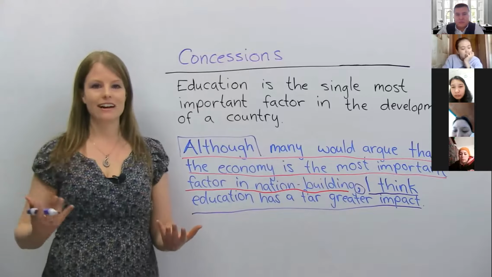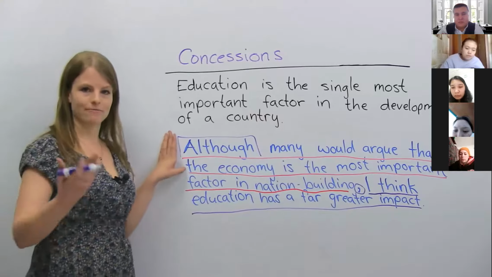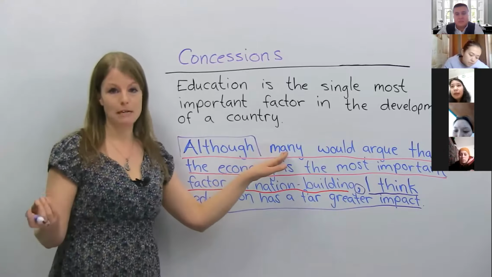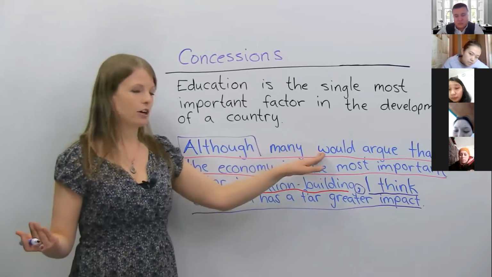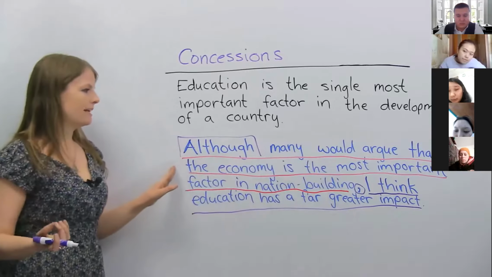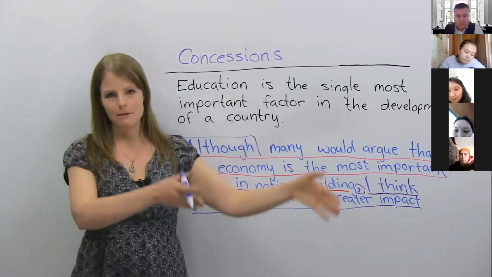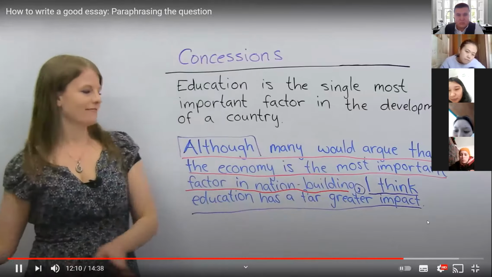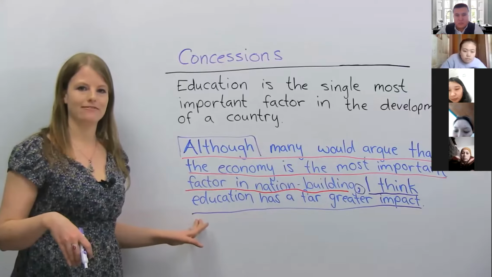So a concession has two parts to it. You say what the other people think first. In this case, although many, meaning many people, although many would argue that the economy is the most important factor in nation building. Okay, so this is what some people would say. Now I'm going to say what I think. I think education has a far greater impact.